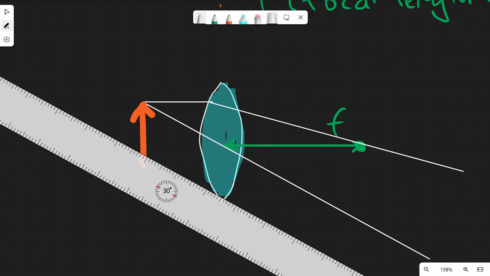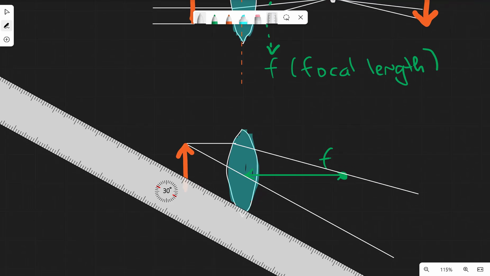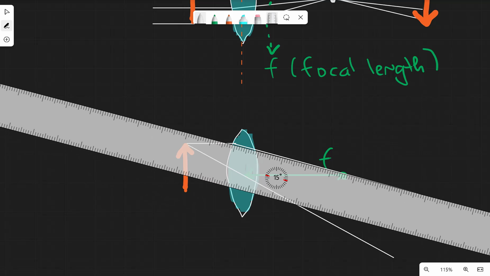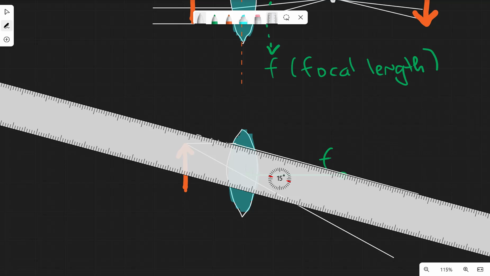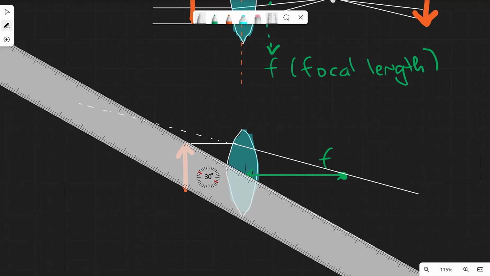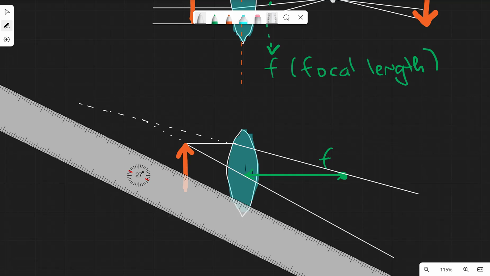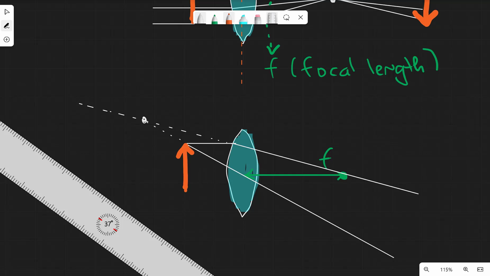To show where my image will be, all I would need to do is extend those two rays. So I'm going to take this one and extend this like so, and then I'm going to take this one here and extend it like so. There will be an image formed at the point where those two lines meet, and as you can see, this image is on the same side as the object. So this here is my object and this here is my image.